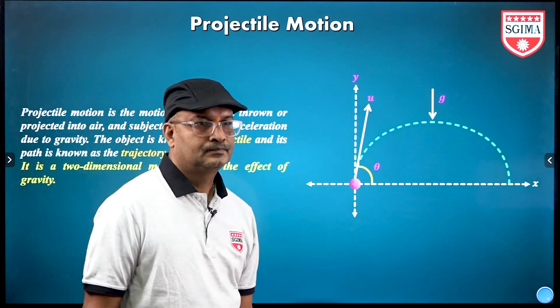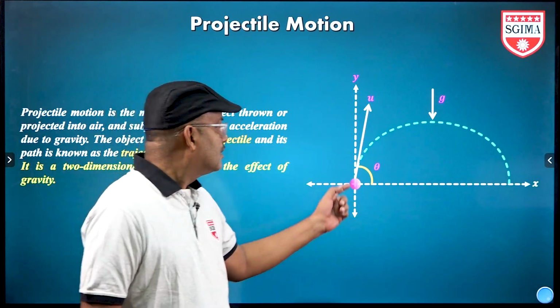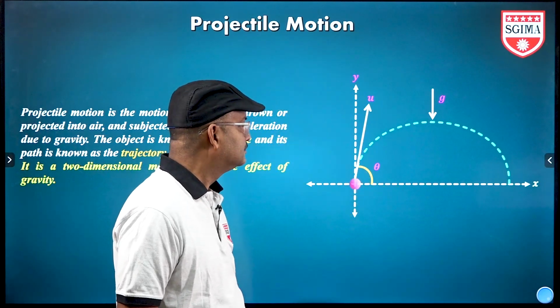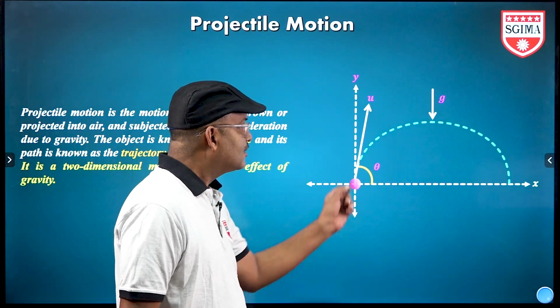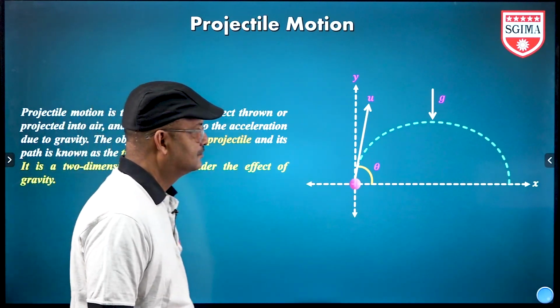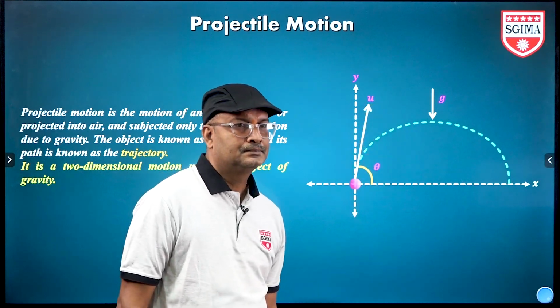Projectile motion. Motion can be along the x-axis or along the y-axis, but that motion should be under gravity. That is called projectile motion.